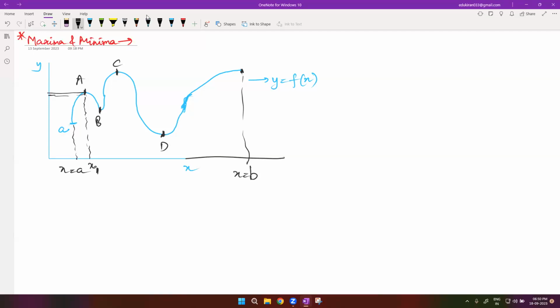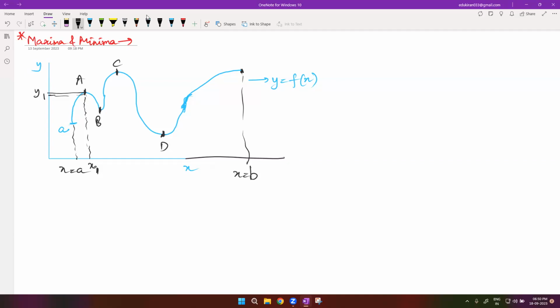Let's say this is x1, then there will be a y1 to that, and this value of y1 will be greater than its neighborhood. All the points in the neighborhood of A will have a lower y value, right, for this graph. You take any point, either towards the right of A or towards the left of A, and if you find the value of the function at that point, that will be less than this y1, right?